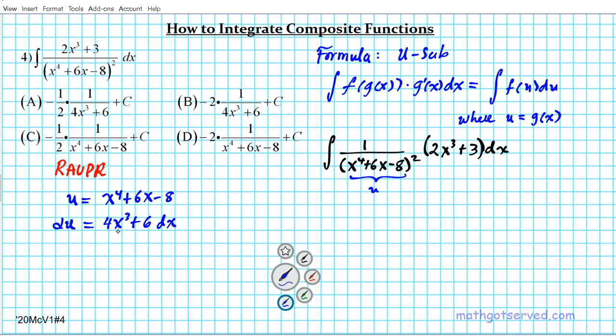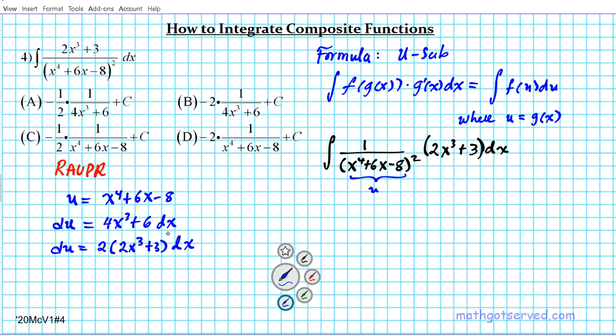But wait a minute, what if I factor out a 2 from here? What do you notice if I factor a 2 from here? I'm going to have du is equal to 2 times 2x to the third plus 3 dx. Jackpot. You see, I got du is twice this.